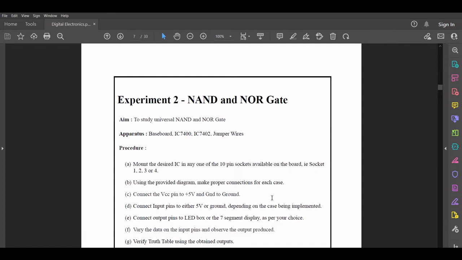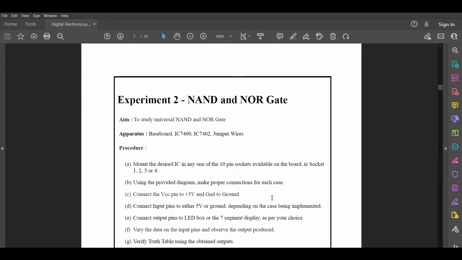So we can create the NOT, the AND, the OR, and even the XOR and the XNOR gates just by using the NAND and the NOR gates. The apparatus that we require for this experiment is the baseboard, these two ICs that are NAND and NOR, and a couple of jumper wires. The procedure for this experiment again is very similar to the first experiment.